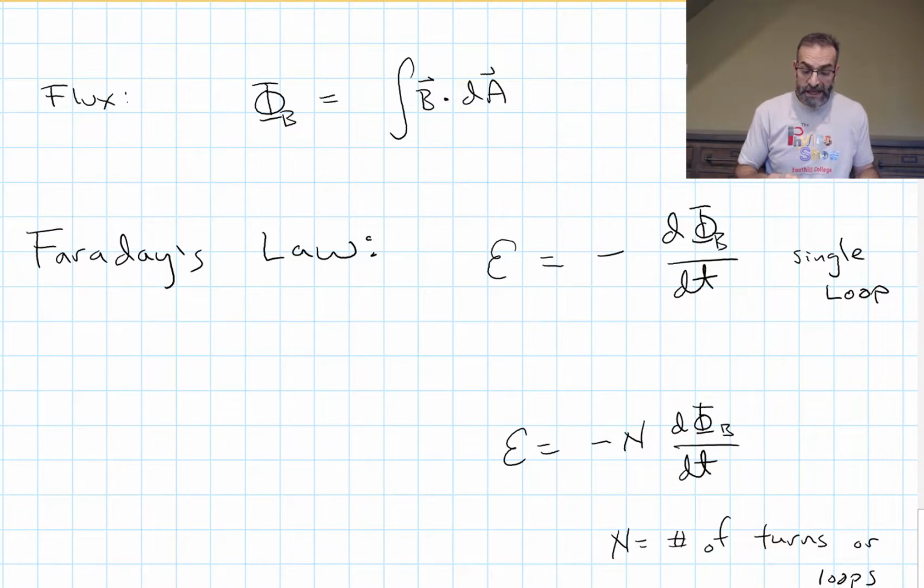Why the minus sign? Well, if you keep track of all your signs and you follow all the rules, this will tell you what direction the current flows, what direction the EMF is oriented. But I find it very difficult to keep track of all the rules for signs in Faraday's law. I find it's easier to use Lenz's law to figure out the direction.